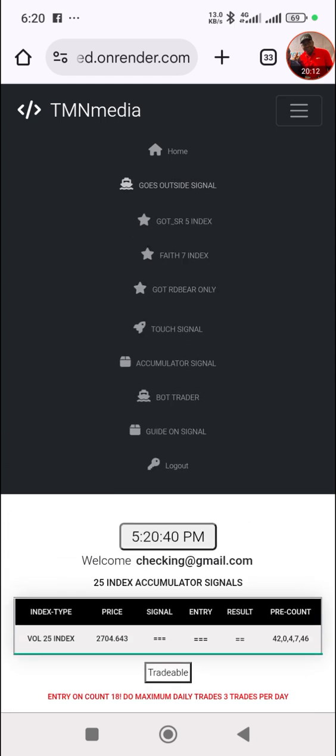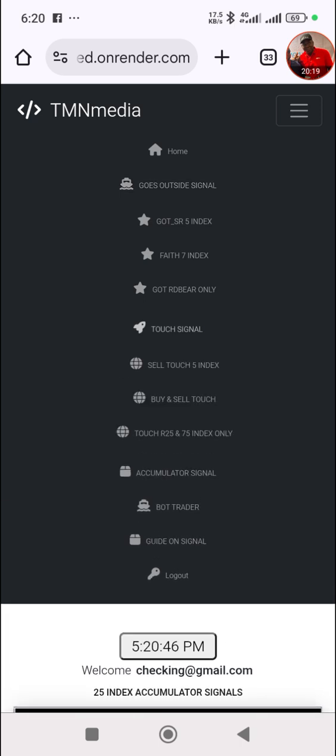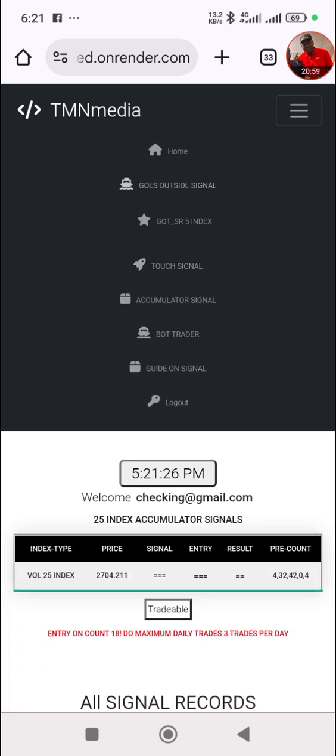Now, I trade goes outside. I have 3 sets of signals that you can use. I trade touch. I have not gone through showing you how to trade with touch or goes outside yet. Maybe in the next session we'll pick one of them, maybe we'll pick touch. Accumulator can give me 10% in 5 seconds. Touch can give me maximum 30% in like 90 seconds. Then goes outside can give me maximum, maybe highest 10 or 11% at 2 minutes. So these are the ones that I trade.